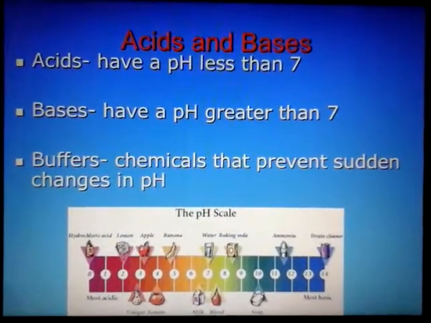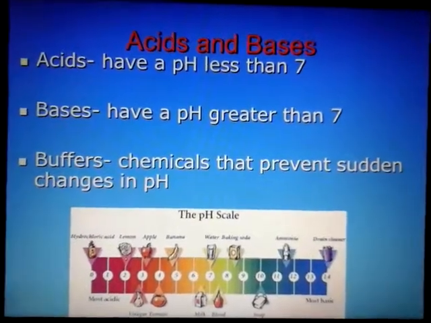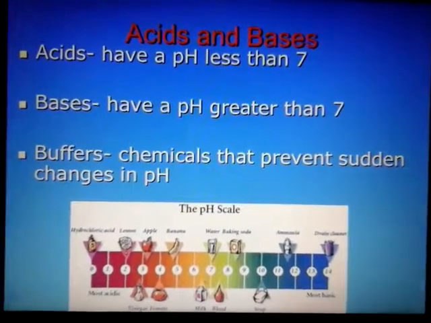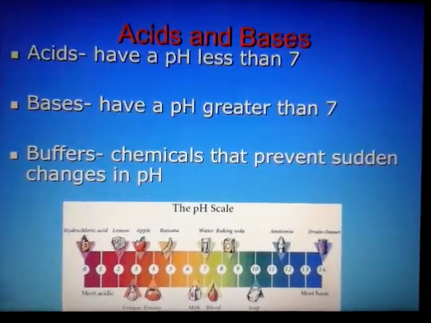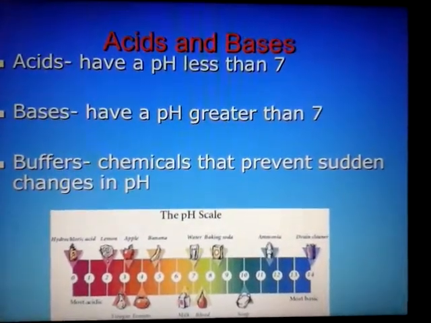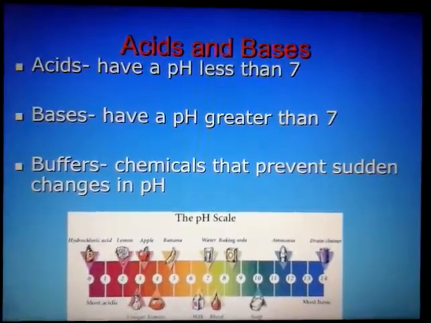Well, you don't want to get rid of the acids in your body because some of the acids in your body you need. You don't want to get rid of all the bases in the body because some of the bases in your body you need. So we have a chemical that kind of cushions it. It kind of softens the blow. It kind of dilutes it, you can think of. And these chemicals are called buffers.